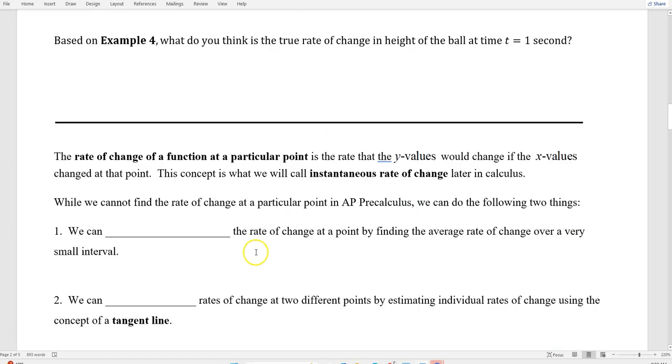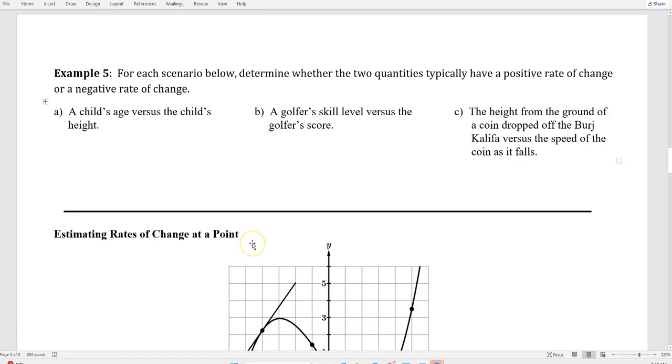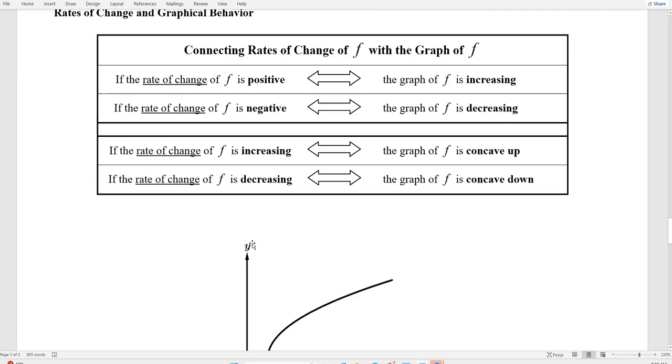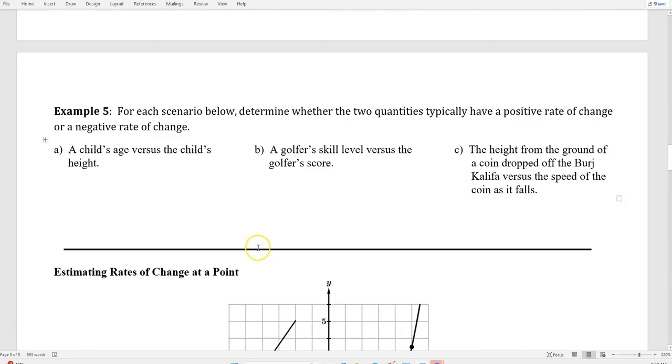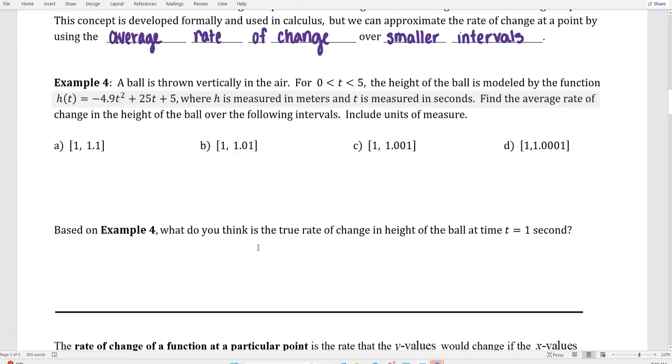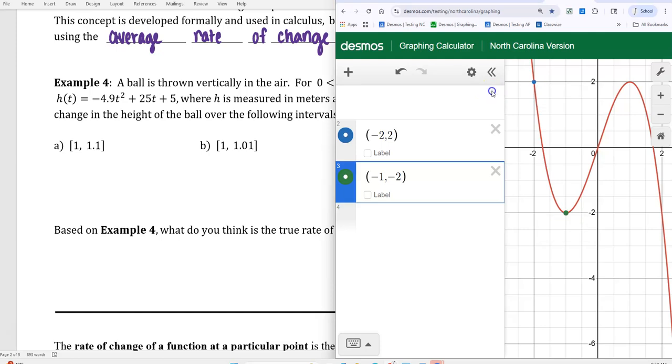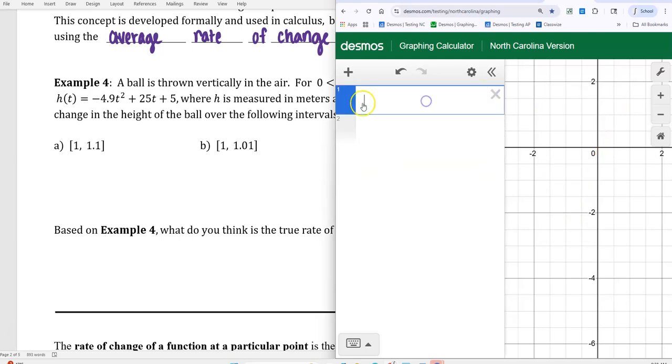So, let's see. I'm skipping ahead to see if I've got anything else that's calculator active. So we're going to do this one. I'm going to do this one for you. I don't want to drag out the computers for this one problem right here. But I'm going to show you a couple of cool things about Desmos that you may already know, but you may not. So we've got a ball thrown vertically into the air.